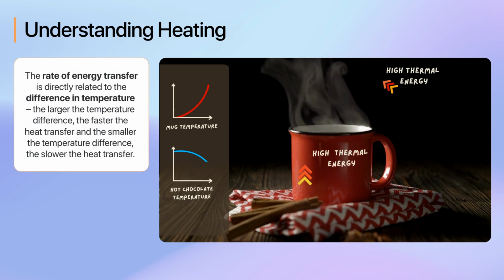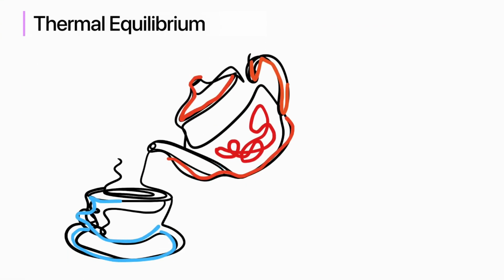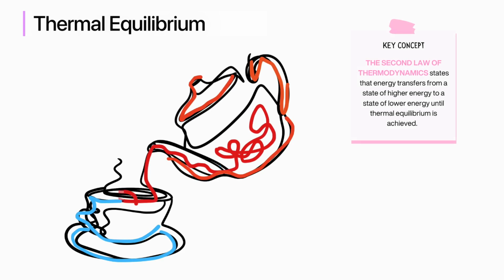The larger the temperature difference, the faster the heat transfer, and the smaller the temperature difference, the slower the heat transfer. The driving force behind heat transfer is something called the second law of thermodynamics, which states that energy transfers from a state of higher energy to a state of lower energy until thermal equilibrium is achieved.